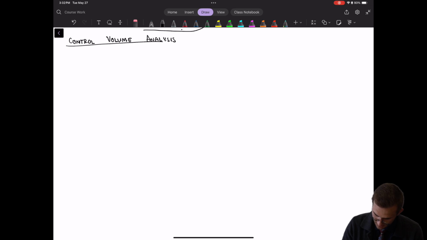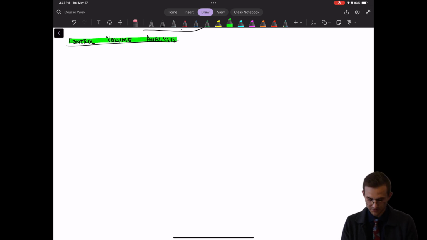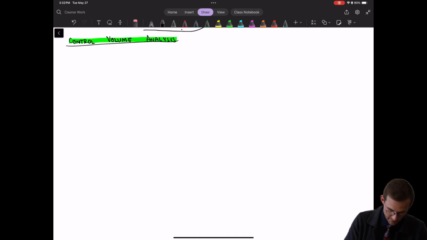Control volume analysis. I think I'll start highlighting sections in green here, and we'll start doing definitions in yellow. I should have been doing this before. Okay, so control volume analysis. Let's define a couple things, okay?